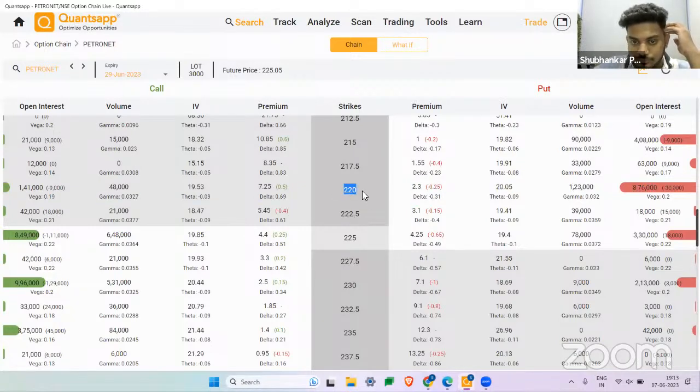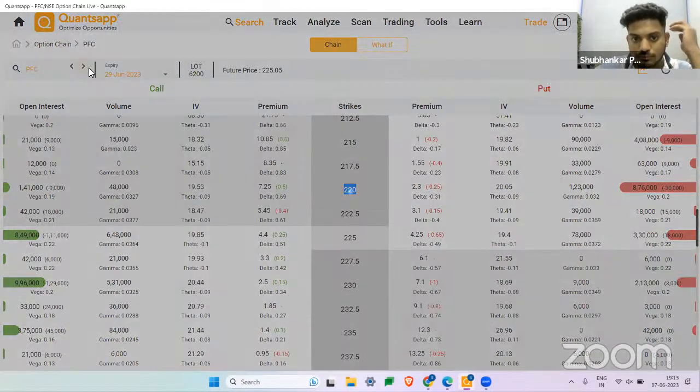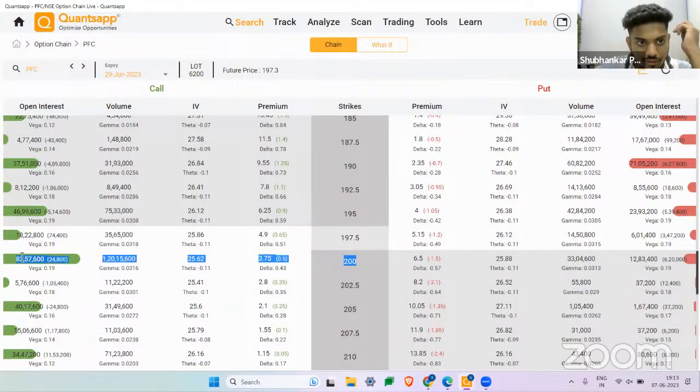220, okay. So 200, this is where the resistance is of PFC. So a very brilliant move in PFC. We had analyzed PFC back then, wherein this move was about to take place, and we had actually picked it up and analyzed it in the past, recently only. I'll just try to explain the scenario, what happened, and this is what our trade is. I'll just explain first.